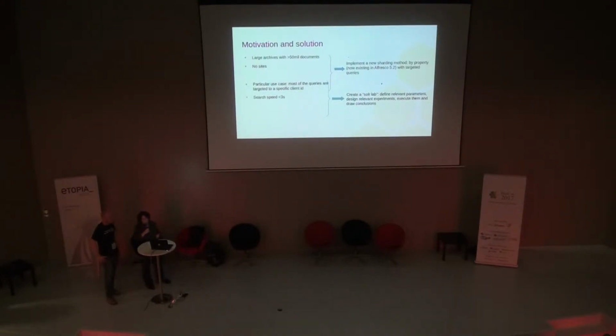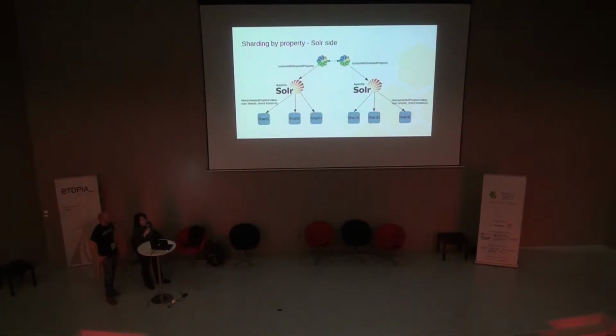We work a lot with Docker at Xenit, so we chose sharding by property. A few words about it. On the tracker side, implementation is almost identical to the current existing implementation in Alfresco 5.2. Basically, the distribution of documents into shards is done based on a hashing function involving the value of the property we want to shard on. So nowadays, this exists in Alfresco 5.2.